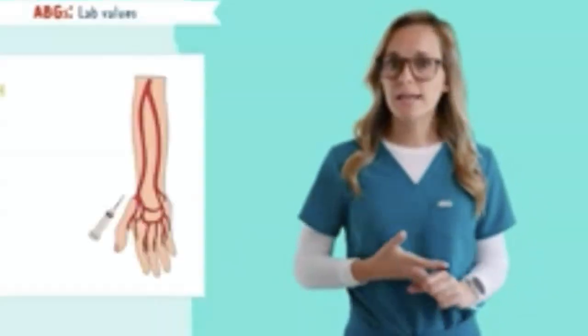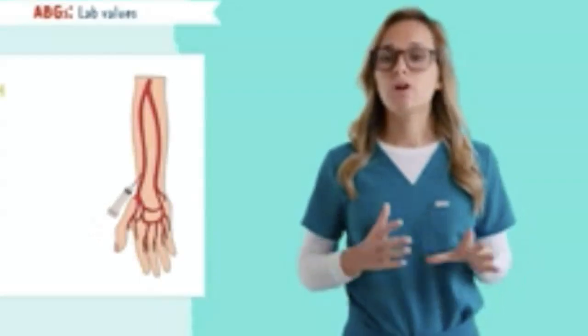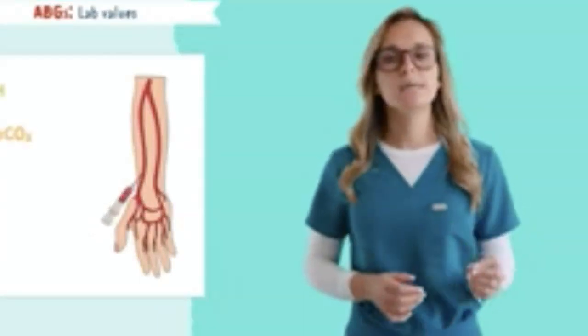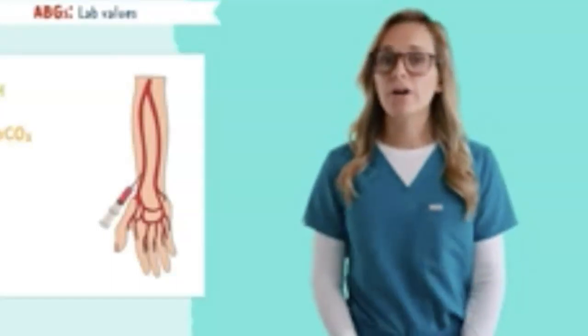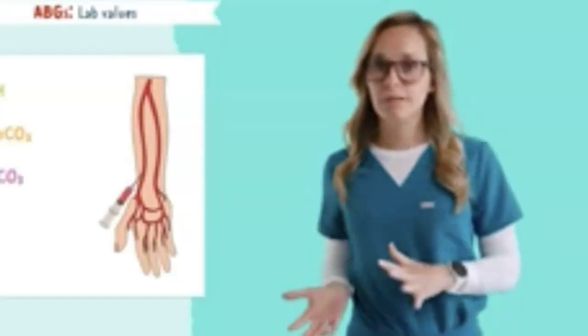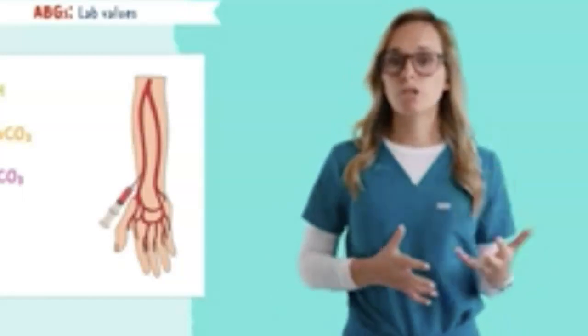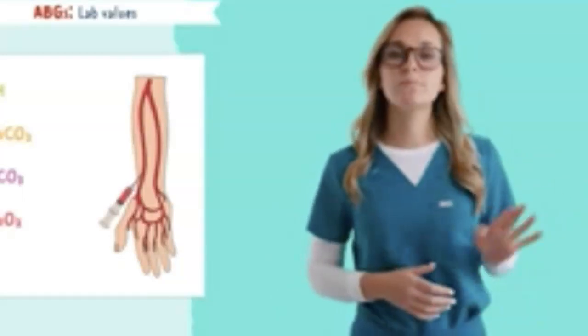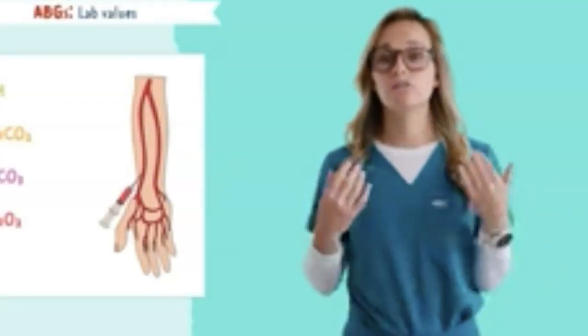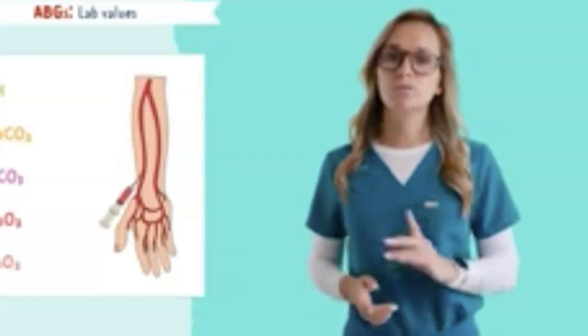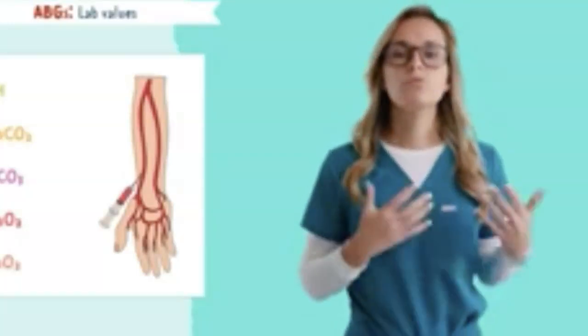ABGs measure your pH, the amount of carbon dioxide, written as PaCO2, and the amount of bicarbonate or bicarb, written as HCO3. It measures partial pressure of oxygen, written as PaO2, and it also measures your oxygen saturation, written as SaO2. Let's talk about the normal ranges.